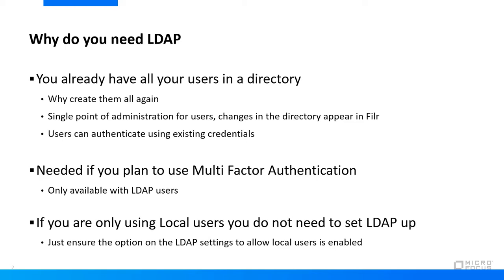That gives you additional methods of authentication such as SMS one-time password, email one-time password, and time-based one-time password that you can be prompted for when authenticating to Filr, and to use that you need to have your users in an LDAP directory. If you're going to be using local users, so these are users that are internal to Filr and aren't in an LDAP directory, then you don't need to set up LDAP, but there is one setting which is set by default, which we'll see later on, which you just need to make sure that you have got enabled, otherwise your users won't be able to authenticate.